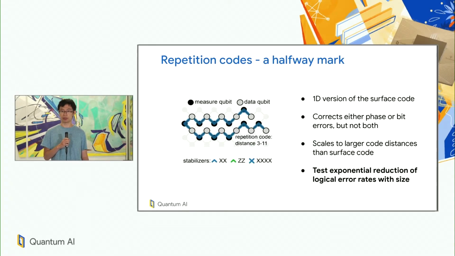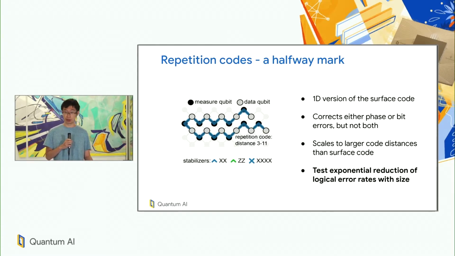A repetition code is a 1D version of the surface code, where the surface code has the sort of checkerboard pattern. With the repetition codes, we have a 1D chain of qubits, where we alternate between data qubits, which store the data that we're trying to preserve, and measure qubits, which try to detect errors in the data qubits.